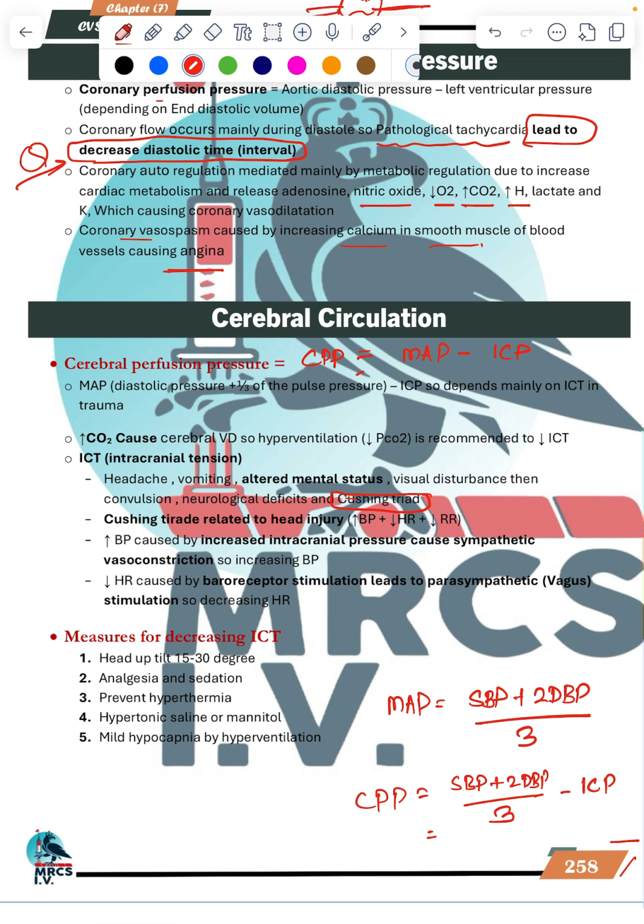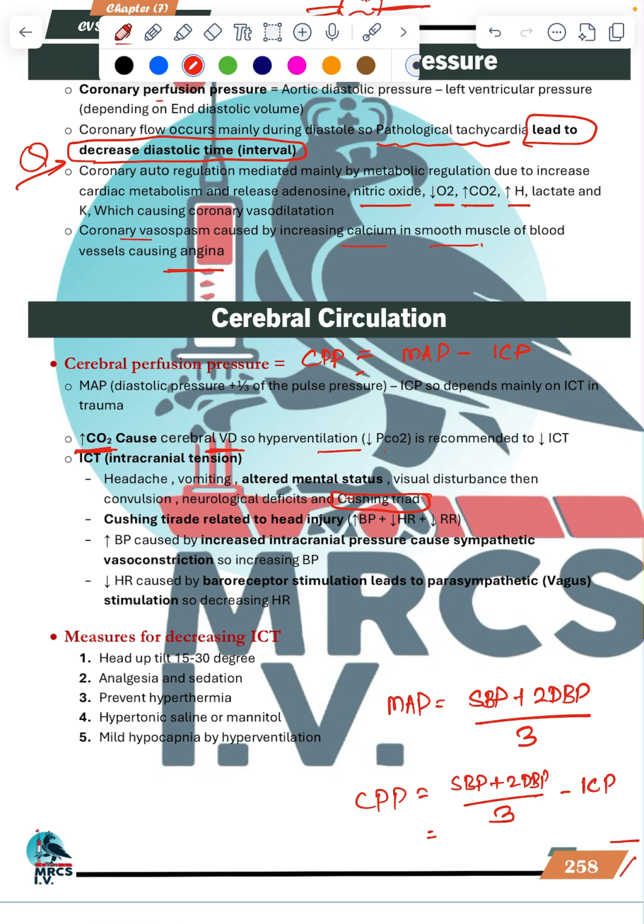Increase in oxygen causes increase in carbon dioxide. When CO2 increases, there is cerebral vasodilatation. So hyperventilation causes respiratory alkalosis and decreases the partial pressure of CO2 to decrease intracranial tension. What does raised intracranial tension cause? Headache, vomiting, altered mental sensorium, visual disturbances, then convulsions and neurological deficit.